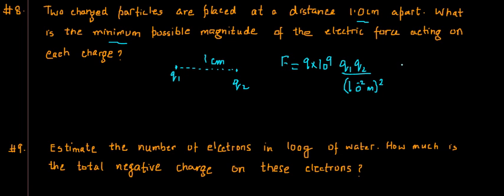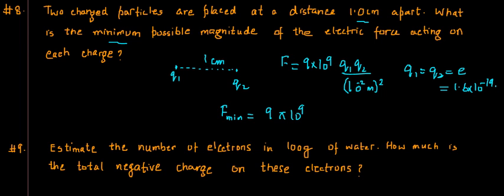And we know that in nature, the smallest charge that can have an independent existence is the charge on an electron. So if we take Q1 equal to Q2 equal to the charge on an electron, which is the smallest charge possible, then the force will be minimum. So we'd be able to calculate the minimum force only when we substitute e for Q1 and Q2. And what is the charge on an electron equal to? 1.6 into 10 to the power of minus 19 coulombs.